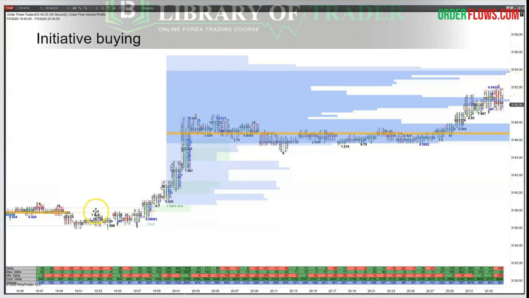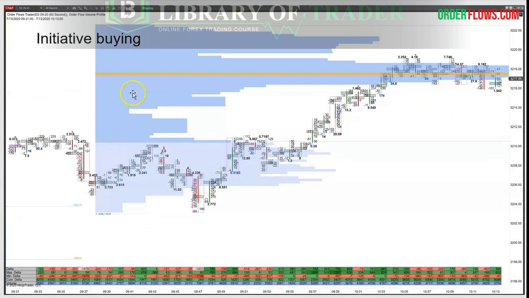higher. Right, this is when we talked about earlier horizontal and vertical moves. Here's your horizontal move, then it puts in the vertical move, then it goes horizontal, then it starts a new vertical move. Right, the initiative buying happens on the vertical moves.